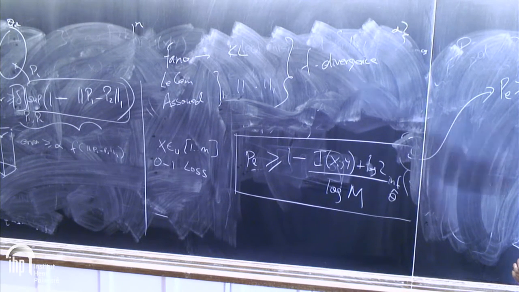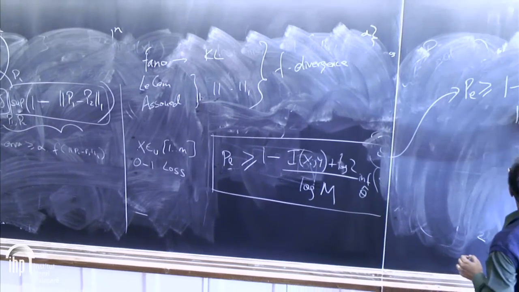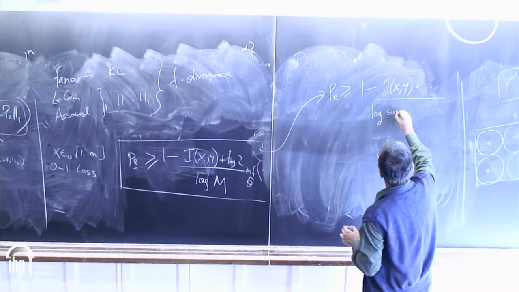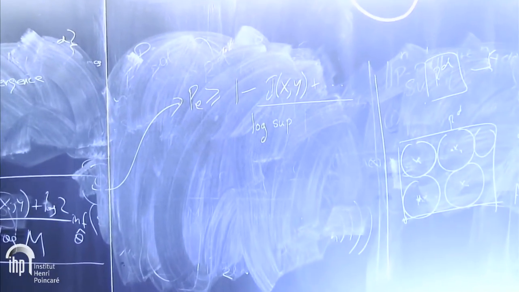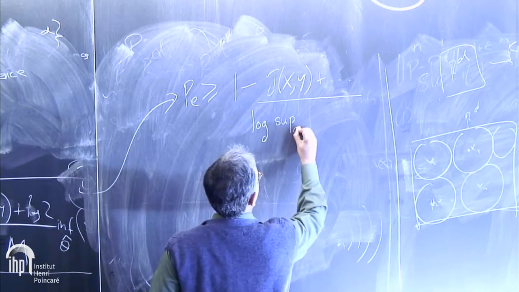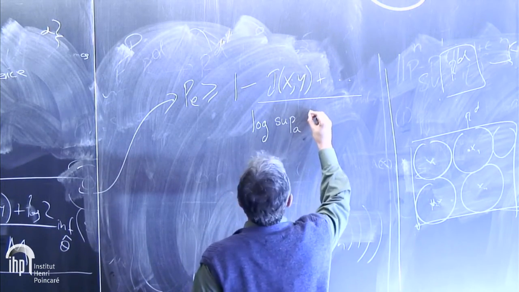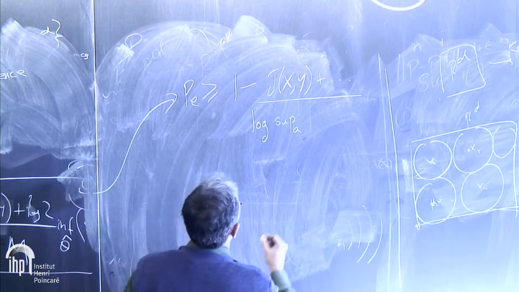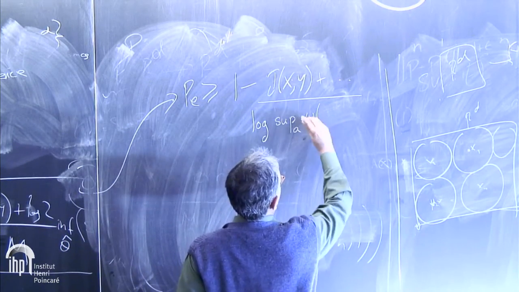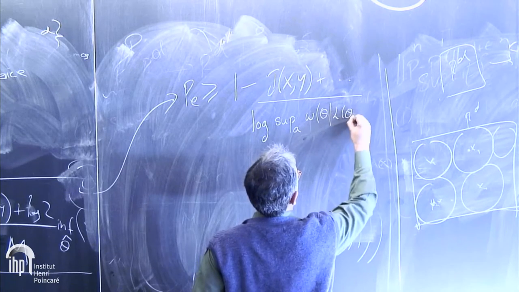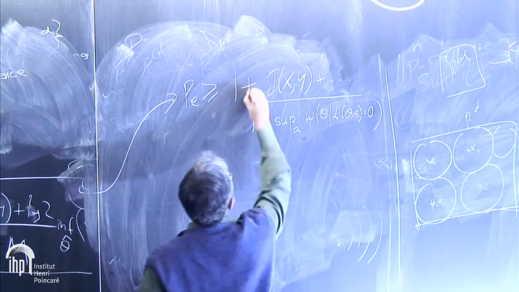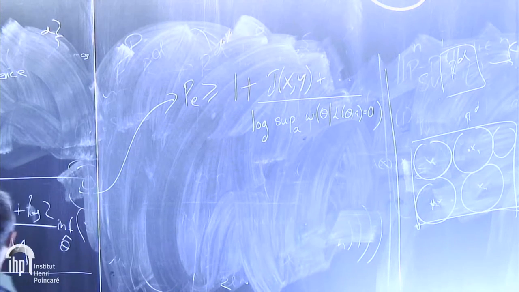Some constant here, divided by log of the sup over all A of the measure. So let's say there's some measure over the parameter space that we're working with, some prior. It's not uniform. So the measure of all theta such that the loss of theta, A is equal to 0. OK, so this is the original Fano inequality. This is the bound they're able to show.